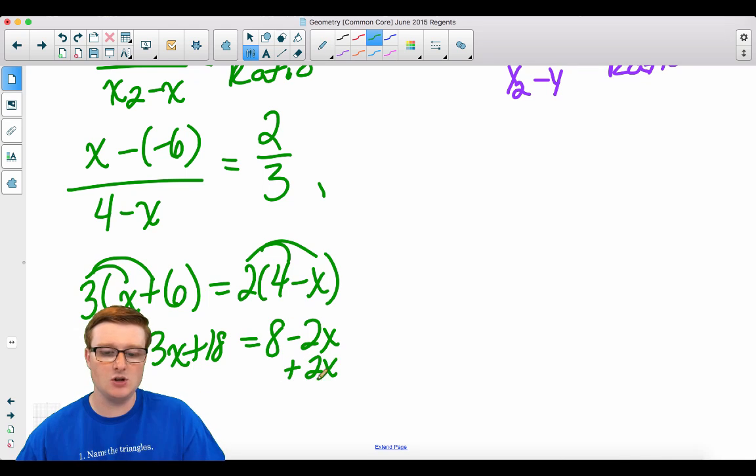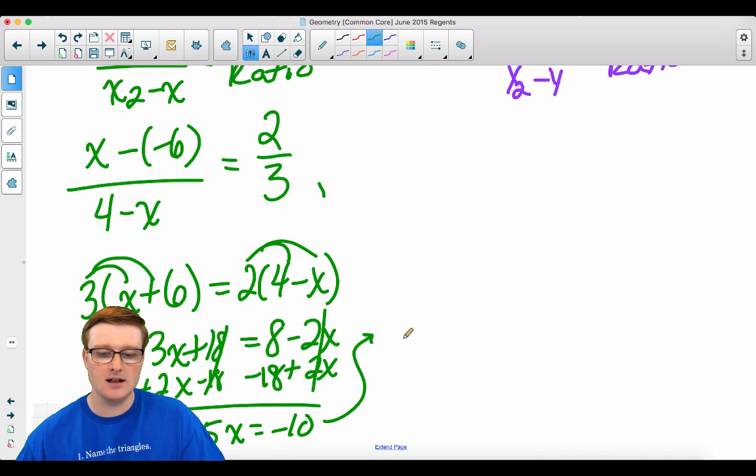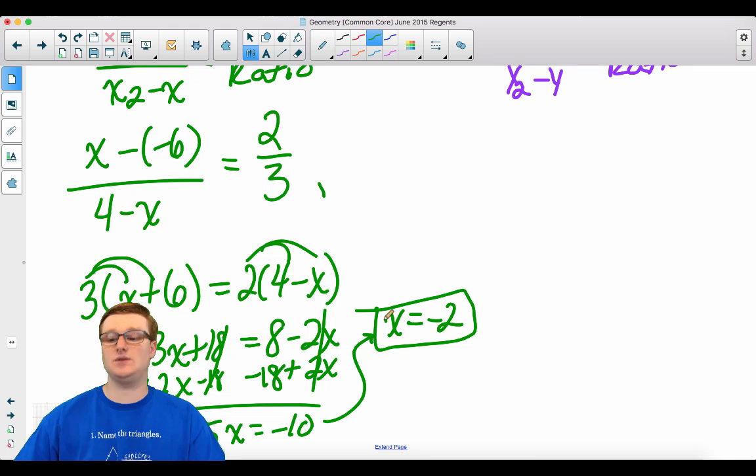I'm going to add the 2x on both sides, and I'm going to subtract the 18 on both sides. Oops. I'm going to subtract that 18. So the 2x's cancel and the 18's cancel. I then get 5x is equal to -10, and then when you divide by 5 on both sides, you get x is equal to -2. Okay, so that's your x value.